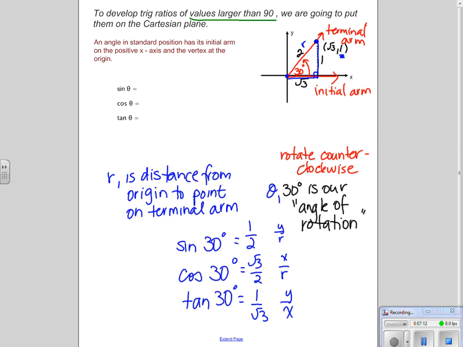For angles of rotation in standard position that pass through a point, x, y, the sine of the angle is y over r, cos of the angle is x over r, and tan of the angle is y over x.